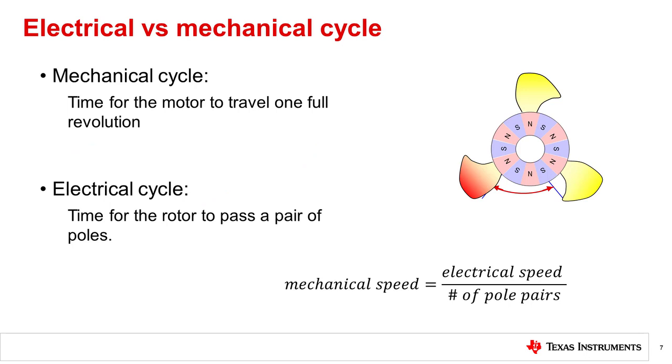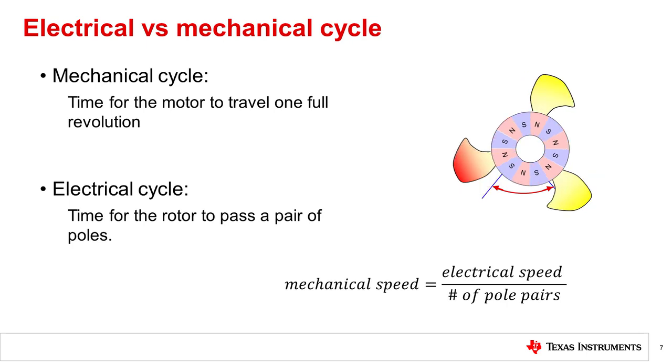When the permanent magnet on a BLDC rotor has more than one pair of north and south poles, also referred to as pole pairs, there is a difference in the two concepts of electrical cycles and mechanical cycles. A mechanical cycle is the time for a motor rotor to travel one full revolution, as shown in the animation on screen.